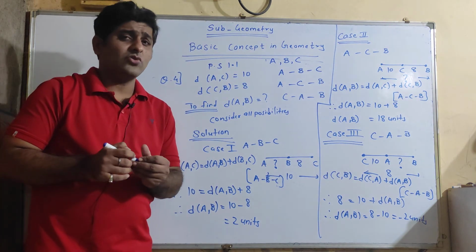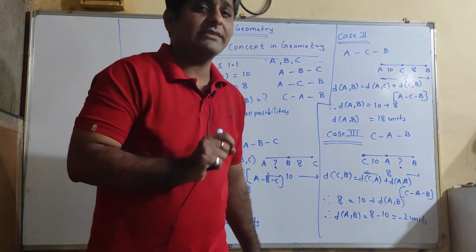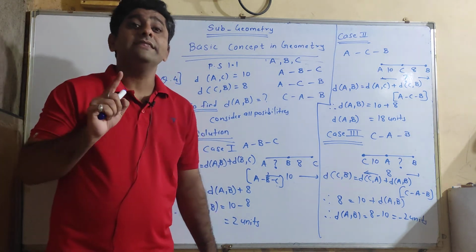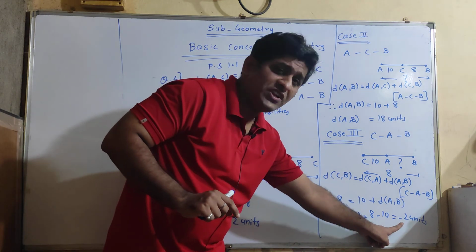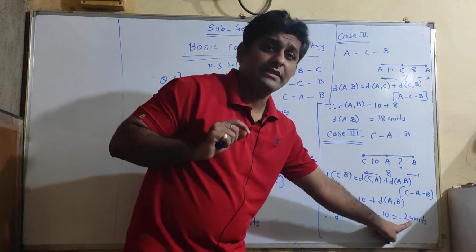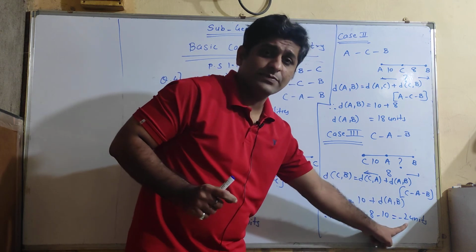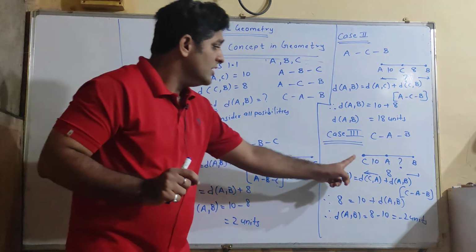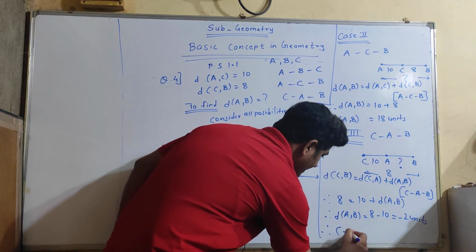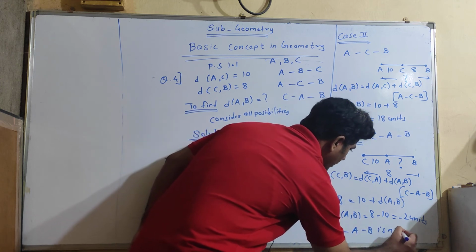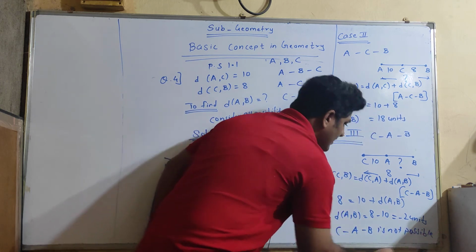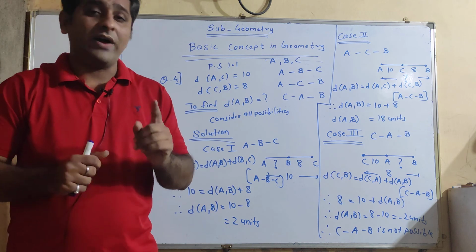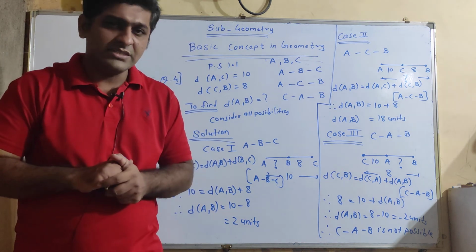Now you remember students, I told you something. Whenever we calculate distance, the distance between any 2 points cannot be negative. So here when we notice the distance is negative, it means this possibility cannot exist. So here C-A-B is not possible. This possibility does not exist. Is it clear students? So this is all about finding the distance and betweenness property.